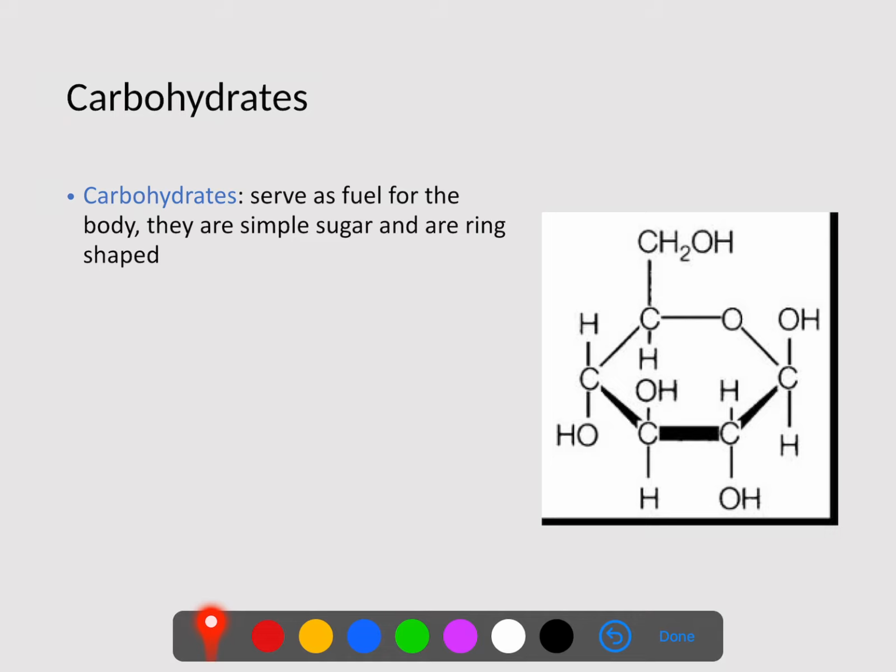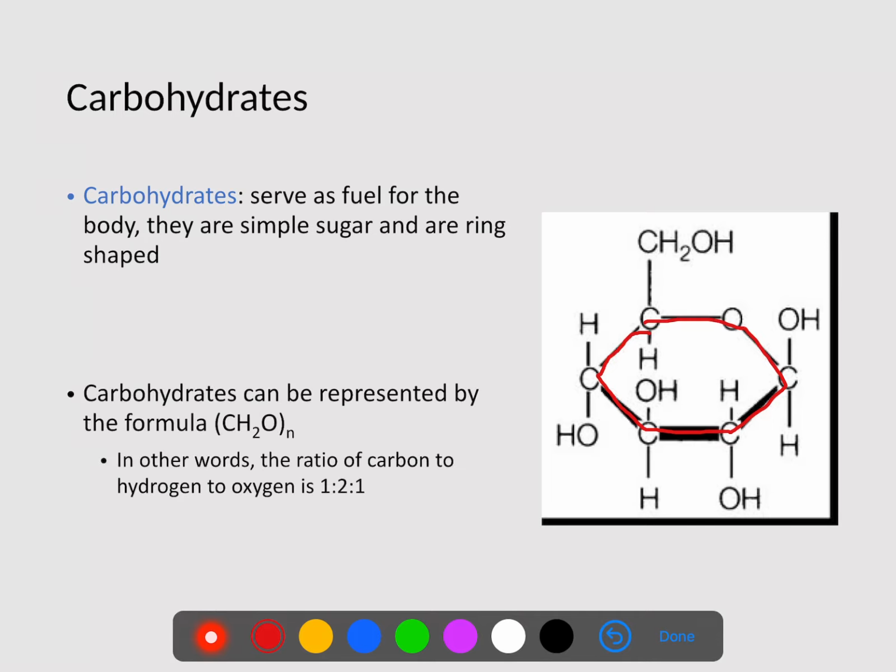Now, the first molecule we want to talk about are carbohydrates. Now, carbohydrates serve as fuel for the body. They are simple sugars and they are ring-shaped. And when we're referring to a ring shape, we're referring to this carbon ring that forms up there. So notice how it is a circular shape. That's one of the easiest ways to distinguish the shape of what the molecule is.